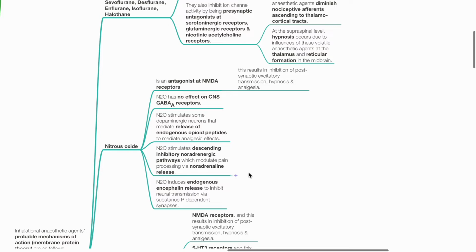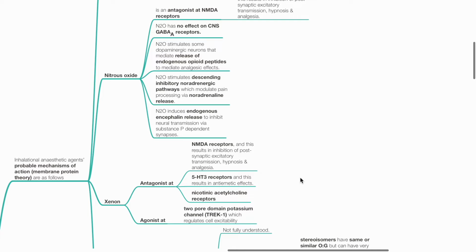N2O stimulates some dopaminergic neurons that mediate release of endogenous opioid peptides to mediate analgesic effects. N2O stimulates descending inhibitory noradrenergic pathways, which modulate pain processing via noradrenaline release. N2O induces endogenous enkephalin release to inhibit neurotransmission via substance P-dependent synapses.